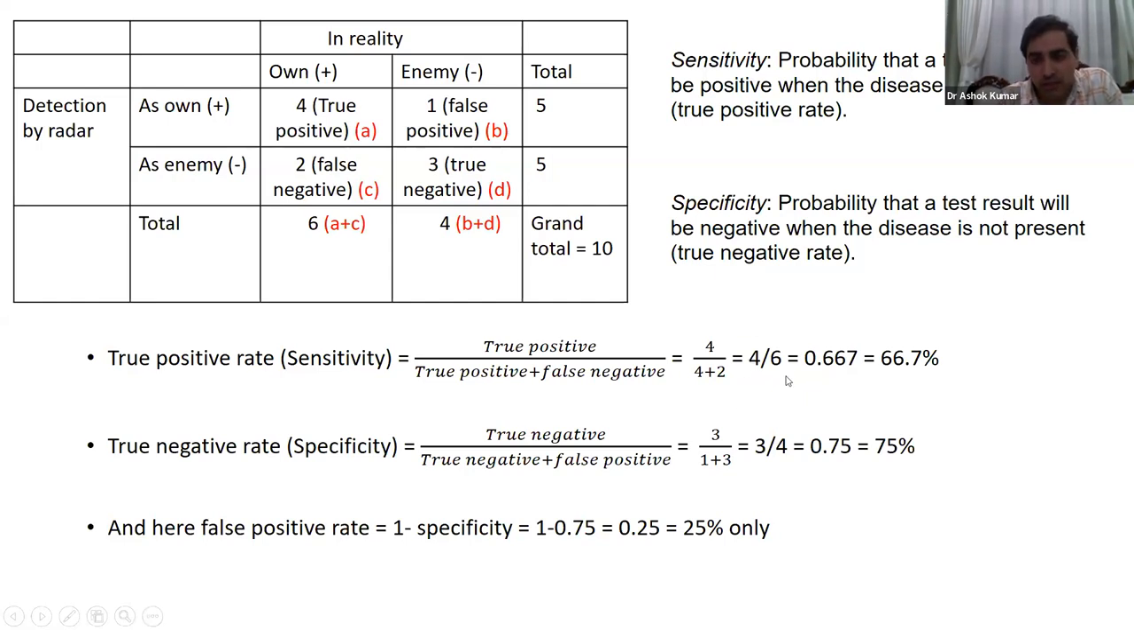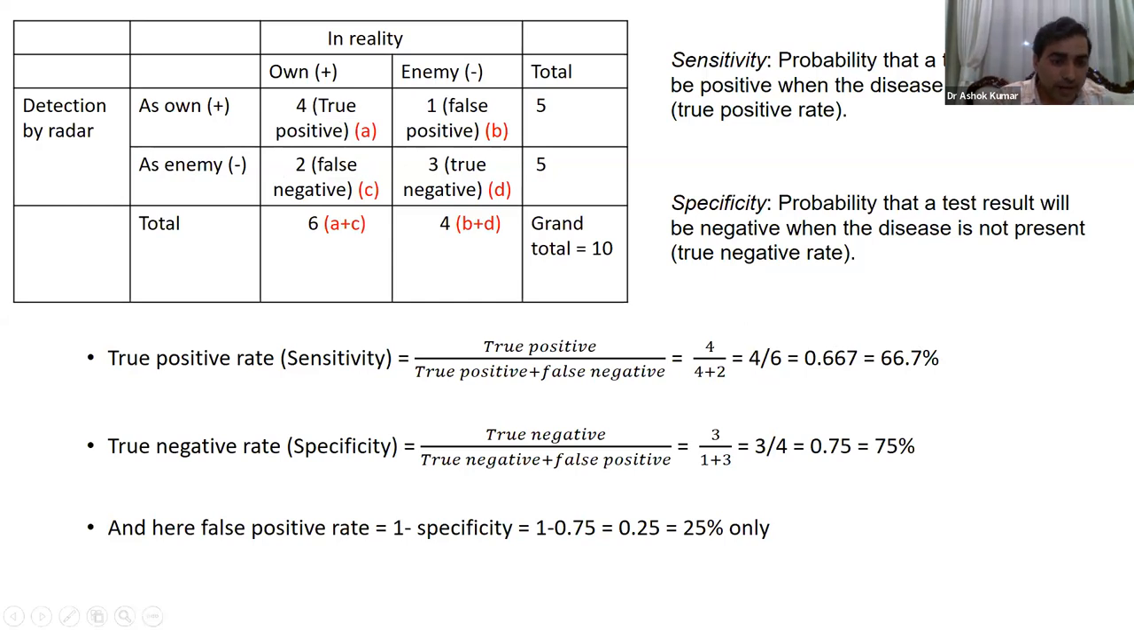So this is 4 divided by 6, 0.667, and when we multiply it by 100, it comes to 66.7%. That is the true positive rate of this radar system. It means that if it is our own radar, then they detected it as our own; that is a chance of only 66.7%.